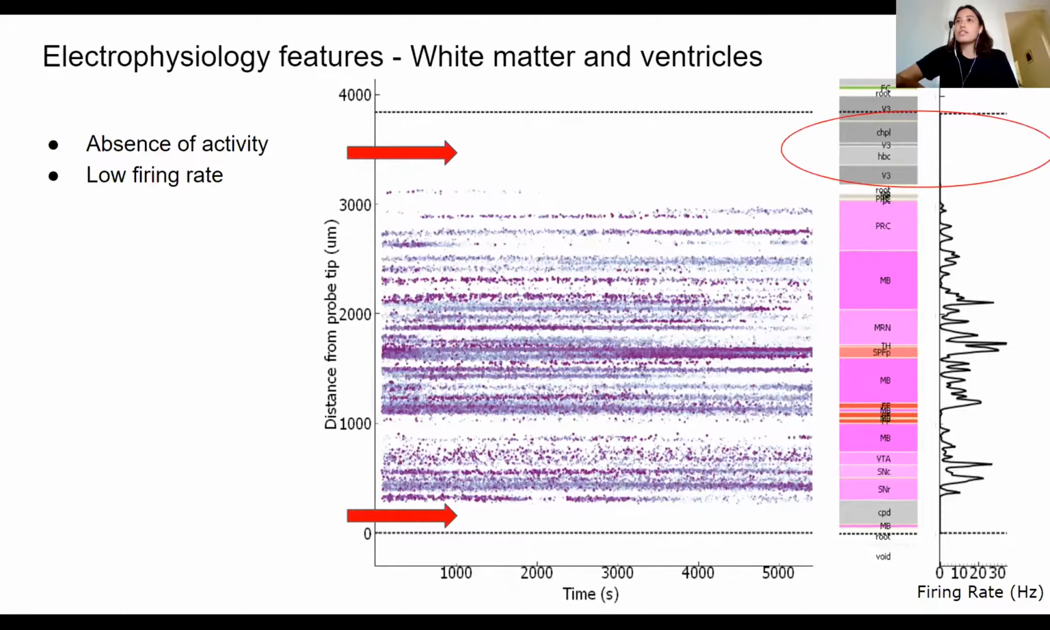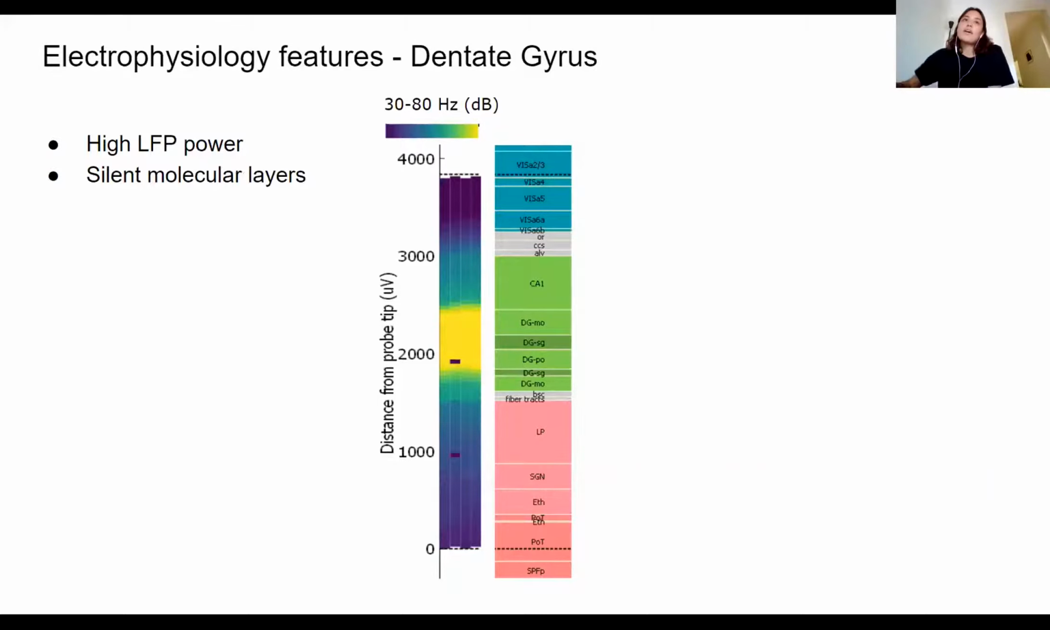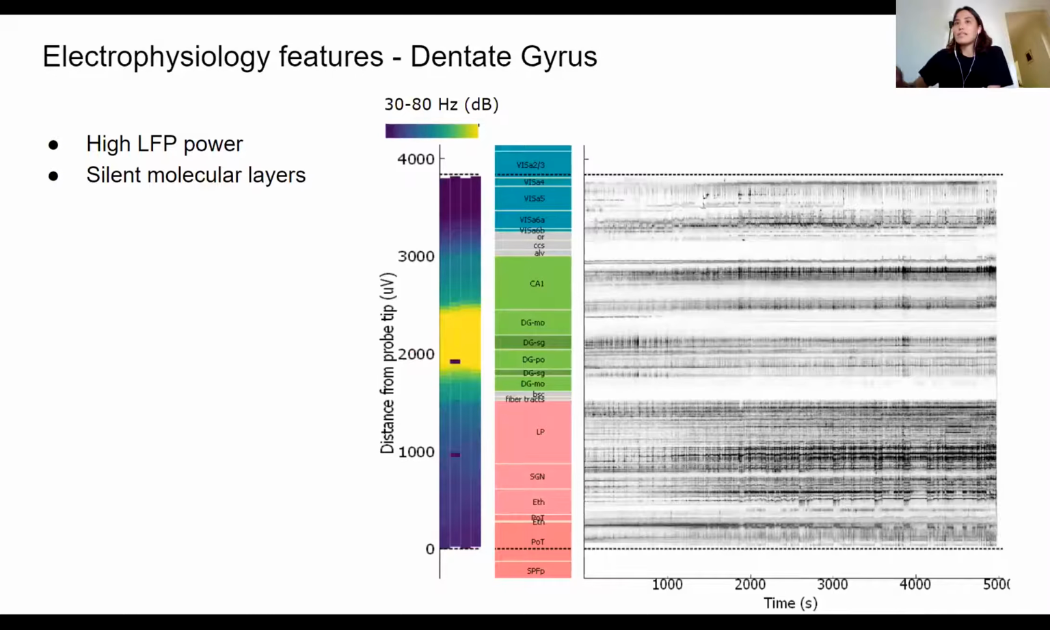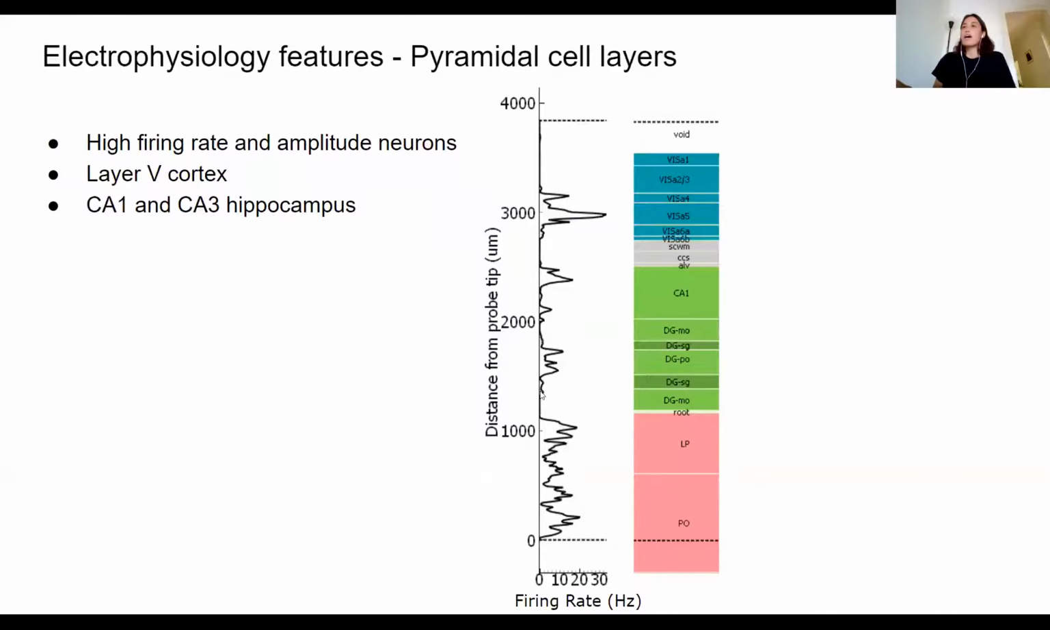Another useful region is the dentate gyrus. This has a very high power in the LFP band, so in the low frequency band. Here we show the power spectrum overlaid on the geometry of a probe, and you can see in the dentate gyrus region, we have a very high power. The dentate gyrus also has these molecular layers that sandwich the structure, and these are also useful as the molecular layers tend not to have any activity. So you can see that we have these quiet bands that surround the main dentate gyrus, and the molecular layers are often silent. The third useful thing to look out for is pyramidal cell layers.